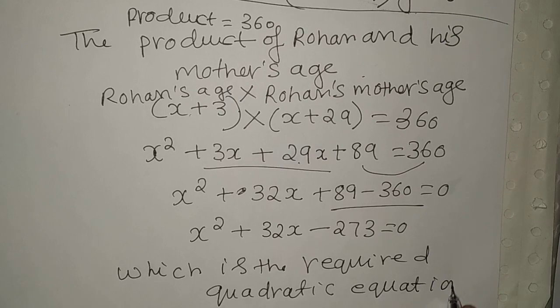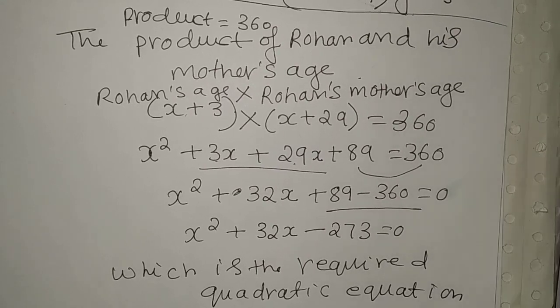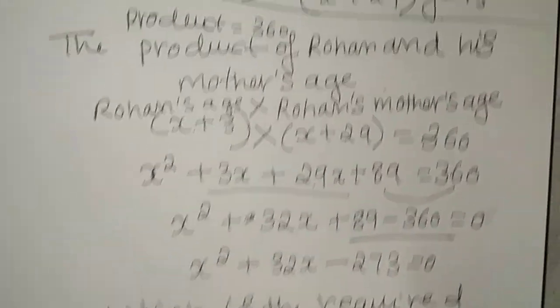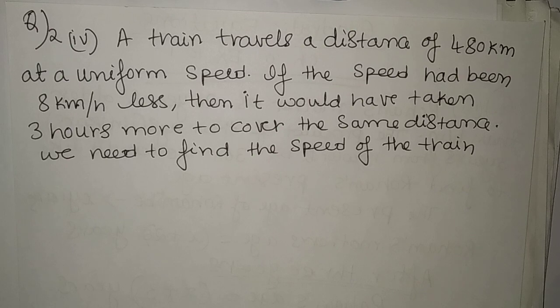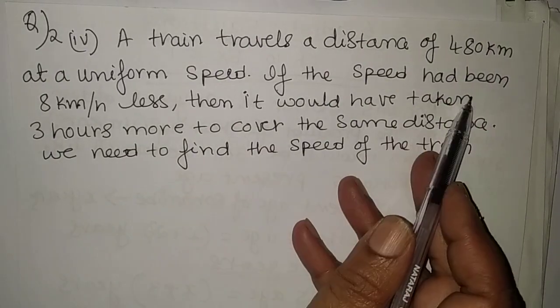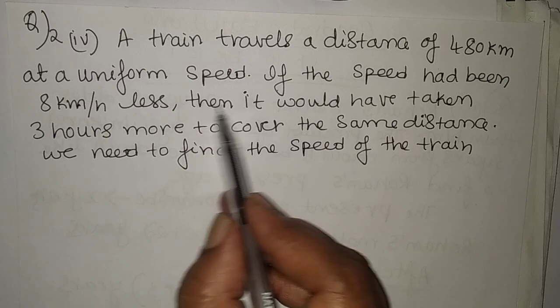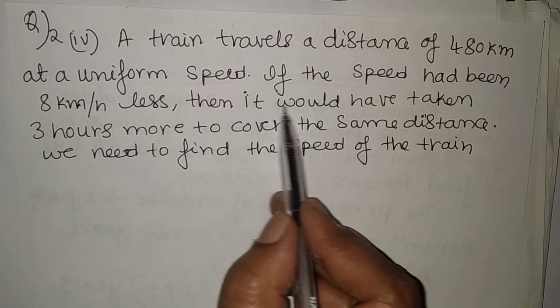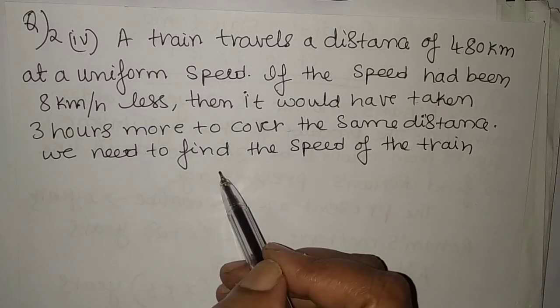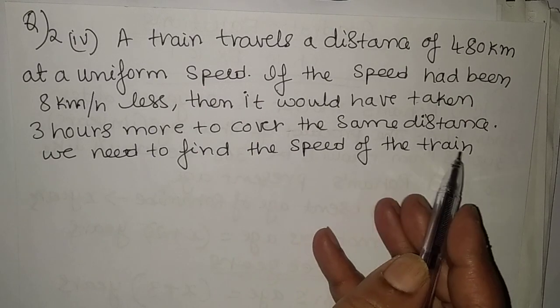So this completes the third problem. We move on to the fourth one. The fourth one is: a train travels a distance of 480 kilometers at a uniform speed. If the speed had been decreased, that is, less by 8 kilometers per hour, then it would have taken 3 more hours to cover the same distance. We have to find the speed of the train.